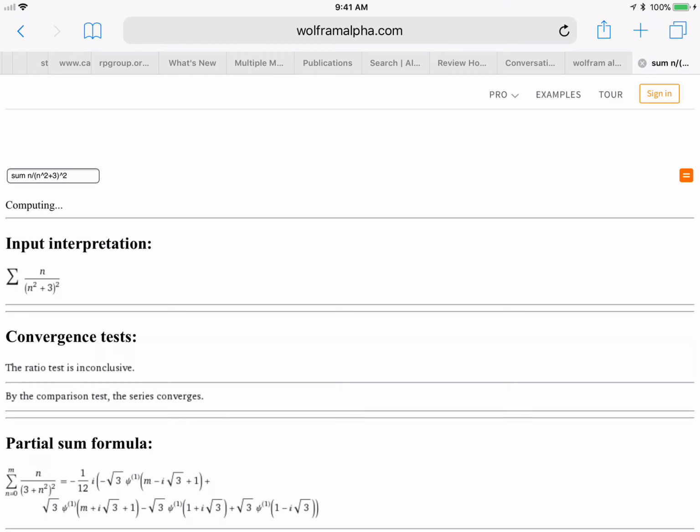Be smart about how you're using it. Because you won't be able to use it on the exams, but when you're doing homework, you want to check yourself. That's exactly what Wolfram Alpha and Mathematica are for. All right.